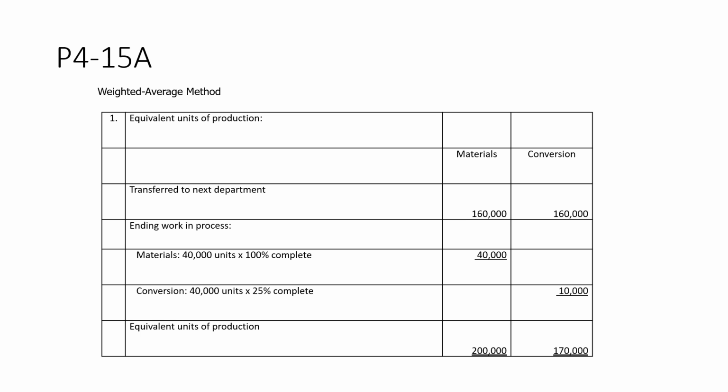The next is the work in process ending. The 40,000, 100% complete with regards to materials. So the equivalent units would be 40,000. The conversion cost, 40,000 units started, but only 25% complete. So the equivalent units for the conversion would be 10,000 units. So the equivalent units of production for the month in the blending department would be 200,000 with regards to materials, 170,000 with regards to conversion costs.